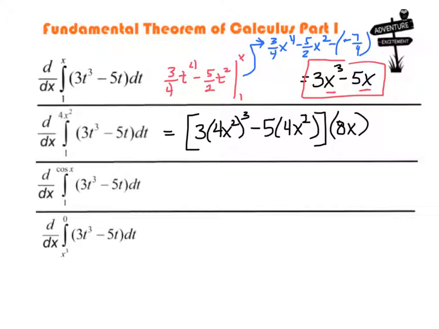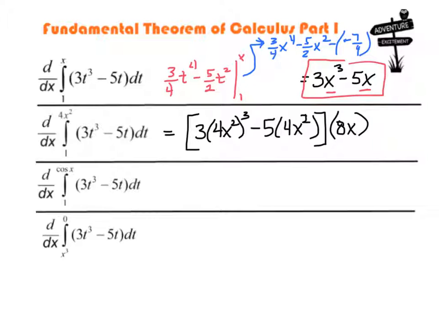Now, if you want to think about it this way, go back up to the first one. The derivative of this bound was 1. So you could have said it's 3x cubed minus 5x multiplied by the derivative of the bound. But the derivative of the bound doesn't change anything. Here, we substitute the 4x squared in for both t's, and then multiply by the derivative of the bound. And again, that's chain rule. If you actually did the antiderivative and plugged in 4x squared in place of the t's, and then found the derivative, you would need chain rule because you'd have a function composition.